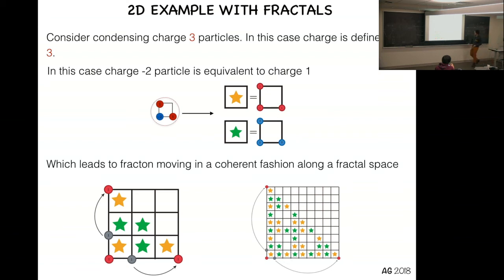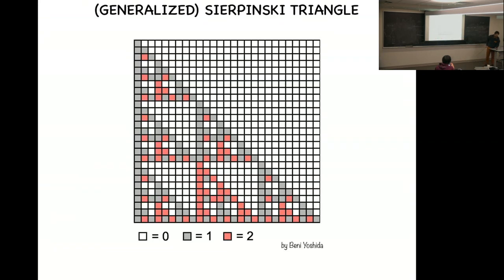So if you keep going, I think you may already guess you will end up with a colored Sierpinski triangle. I did not want to draw a bigger one, so I stole this one from Benny Yoshida. And if you keep moving, next would be 27. 27 is a bit more difficult.